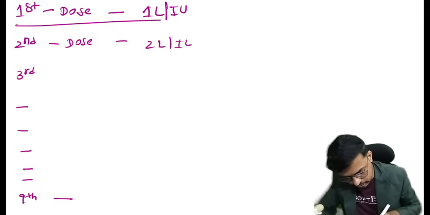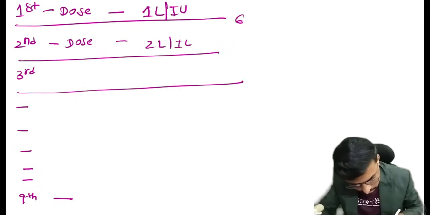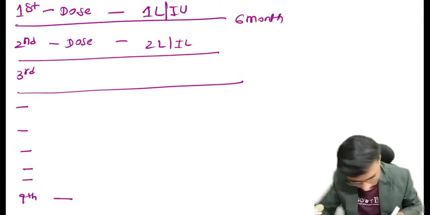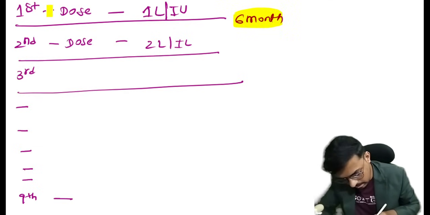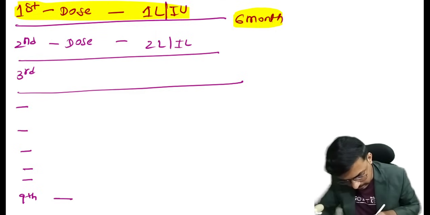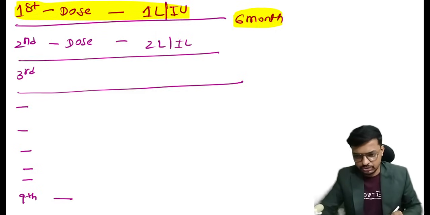So how much should be the gap between each dose? The gap between each dose will be 6 months. So a 6 month gap should be maintained. The first dose will be given at 9 months. The next dose we will give with a 6 month gap. So please do remember, total 9 mega doses we will give.